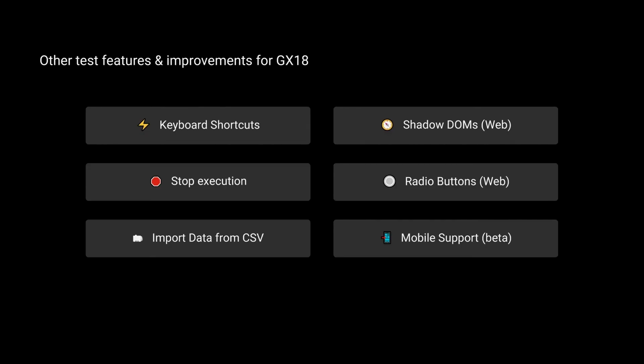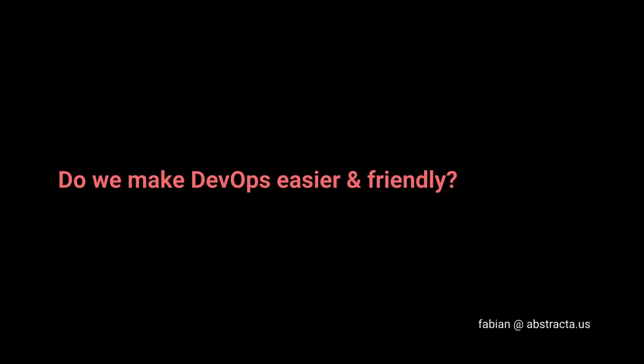Okay, so on top of what I've shown you so far, we've added a couple of very interesting features and improvements to the product. In particular, one of the most requested ones was to be able to import data from CSV, which is also available after the GeneXus 18 version. And the question that I ask myself here is, do we really manage to make DevOps easier and friendly to implement? Well, that's probably a question that you need to ask yourselves. We believe that there's always work left to be done, and for us, feedback is paramount.